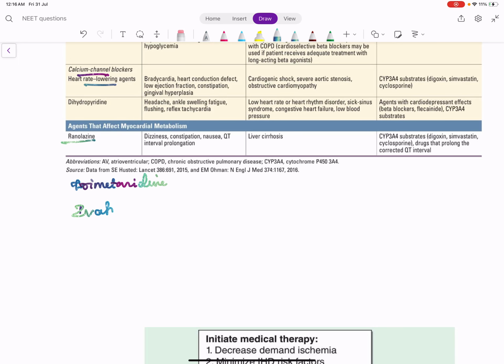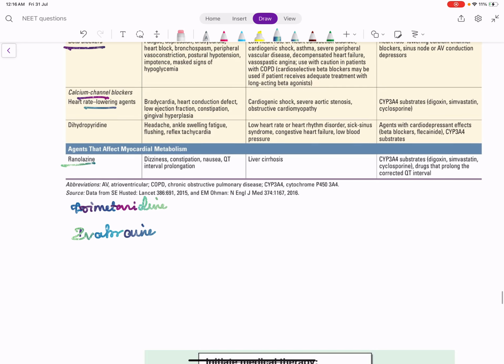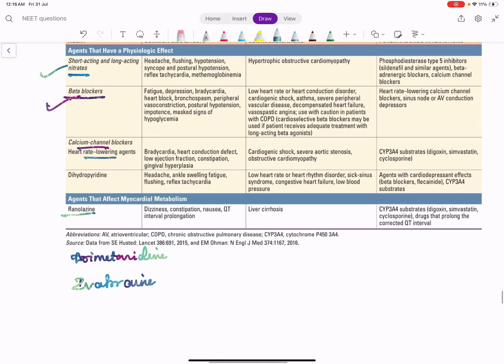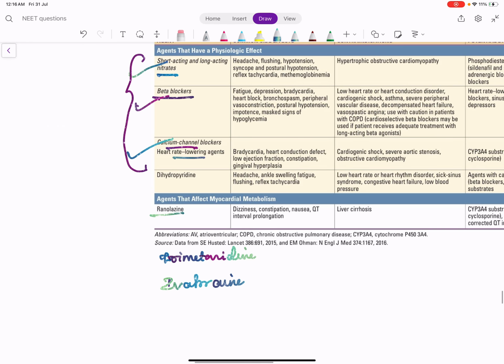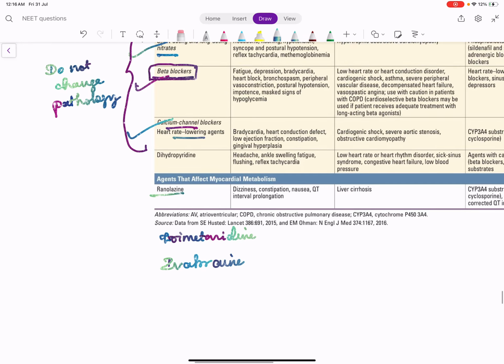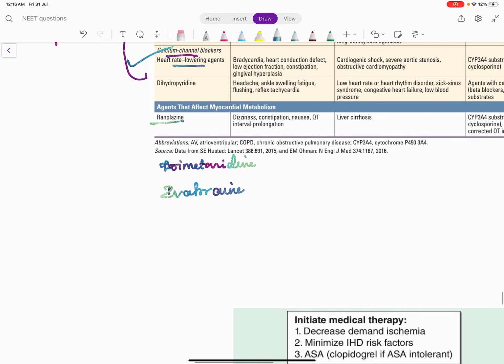ivabradine. So the first line drugs are beta blockers, nitrates and calcium channel blockers. These are the first line anti-anginal drugs. They do not change the pathology, they only reduce the symptoms. Remember, we discussed that beta blockers are the pillars of management in heart failure. But in angina, they do not change the pathology, they are only symptom reducing drugs.